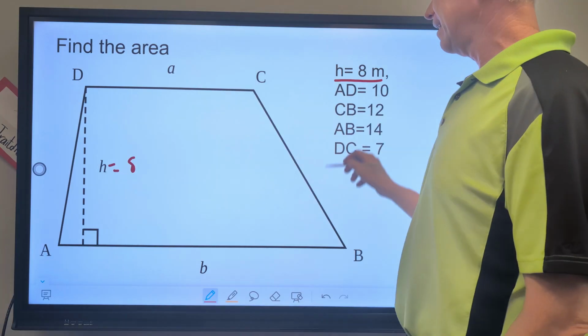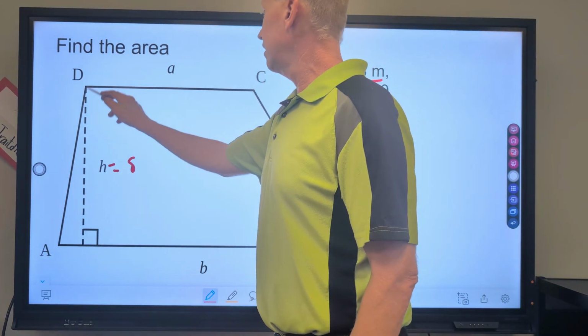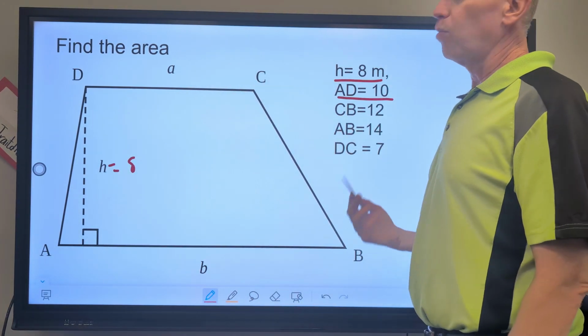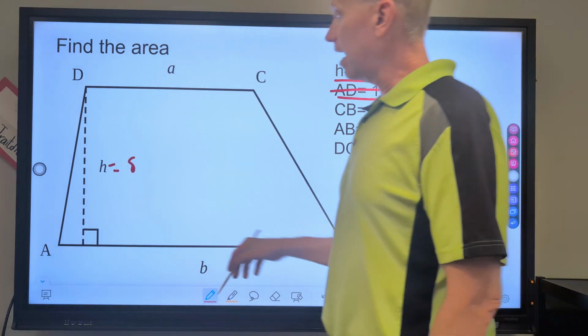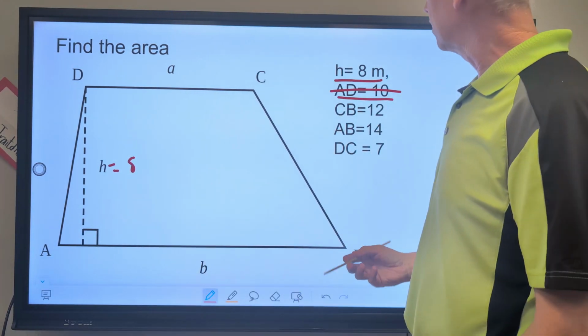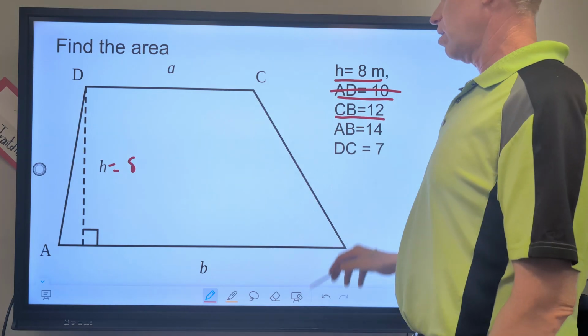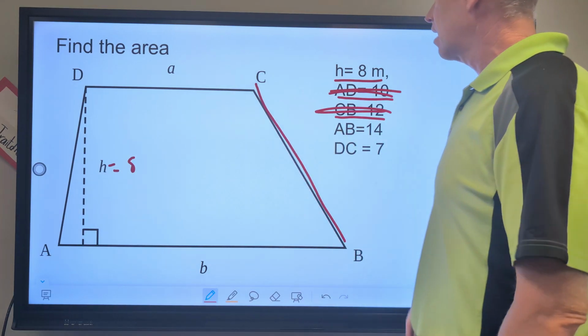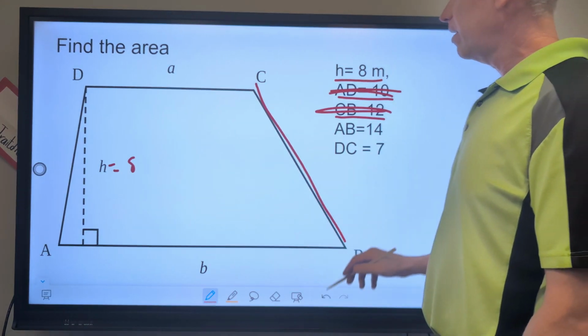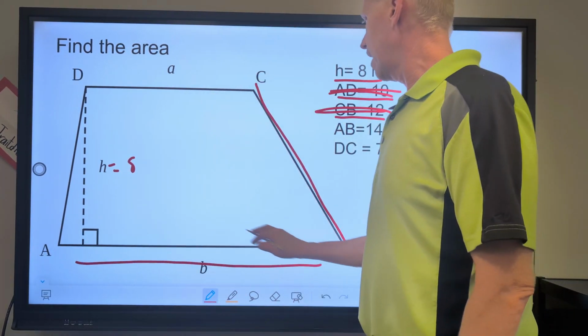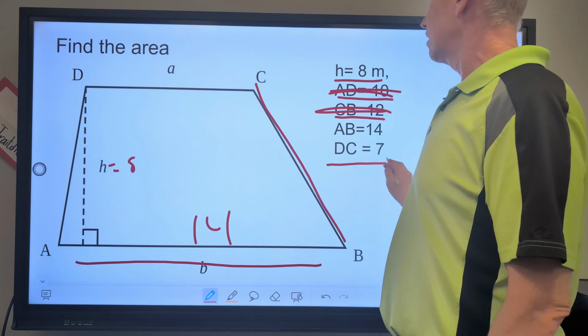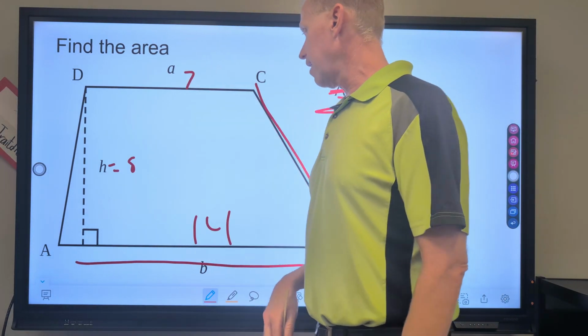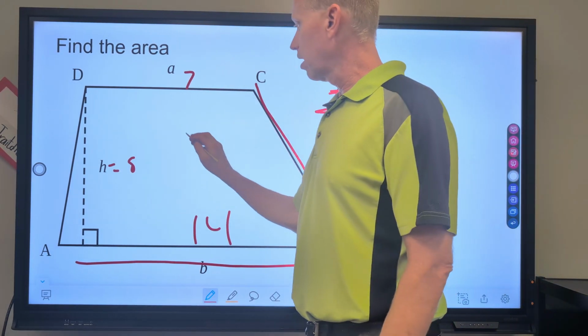All right, AD is 10. We don't care about that because that has nothing to do with area. If I said perimeter, it would. All right, CB is 12. We don't care about that, so get rid of it. So any unnecessary information, get rid of. AB is 14. We want that as the base. DC is 7. We want that. So now we can do our work.